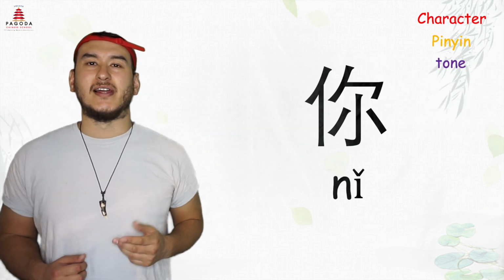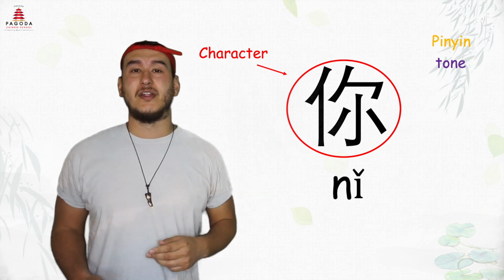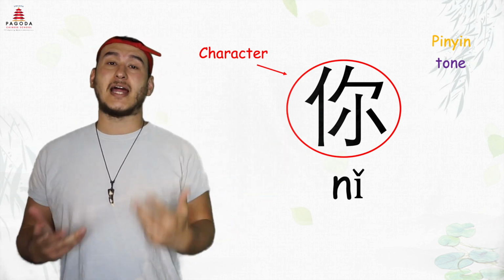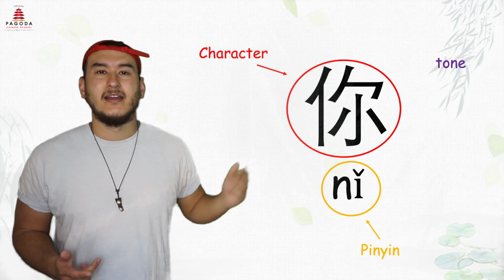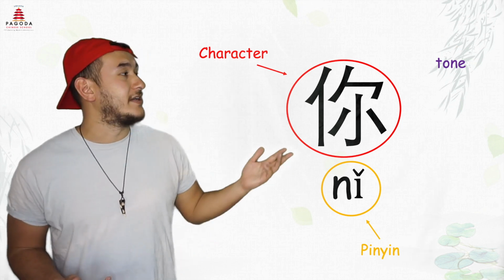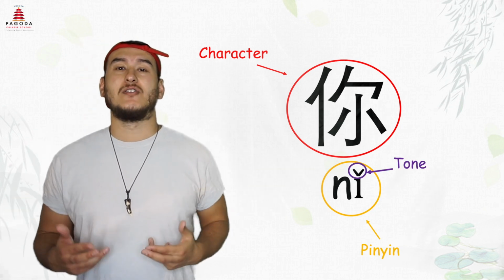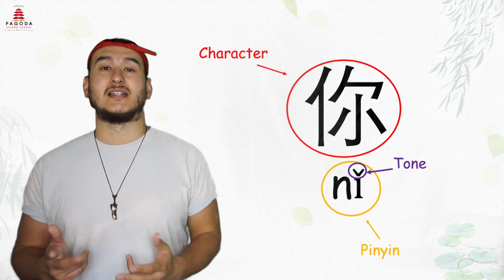Now, let's take a look at this. Using what we have learned, let's see if we can identify the character, the pinyin, and the tone. So here we have the character, the bit that we can't actually read or understand yet. Here we have the pinyin, the bit which tells us how to pronounce the word, so ni. And here we have the tone, the bit which tells us which direction to pronounce the syllable or the word.